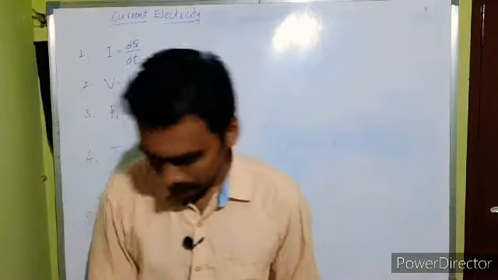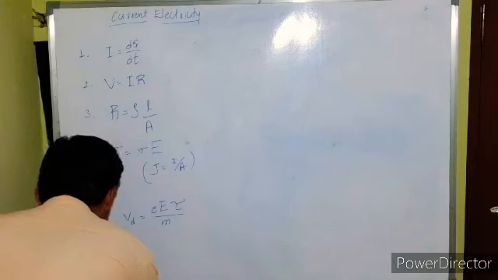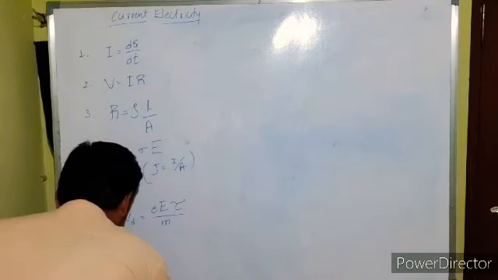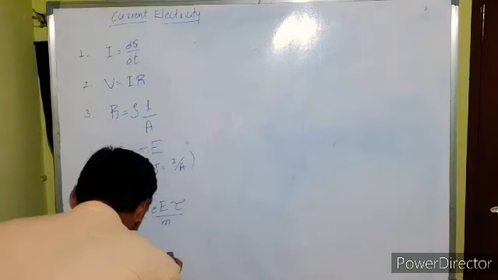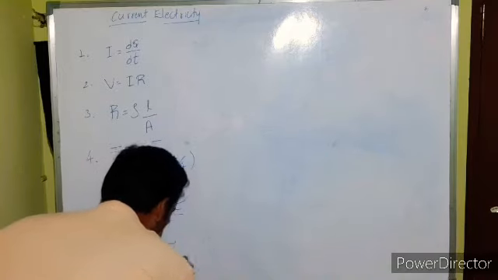Next is mobility of the electrons in a conductor. Mobility mu is given by e tau by m.